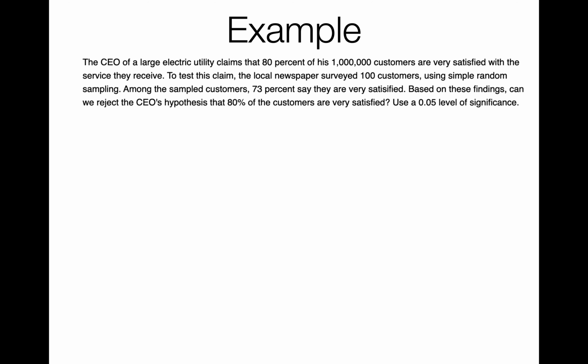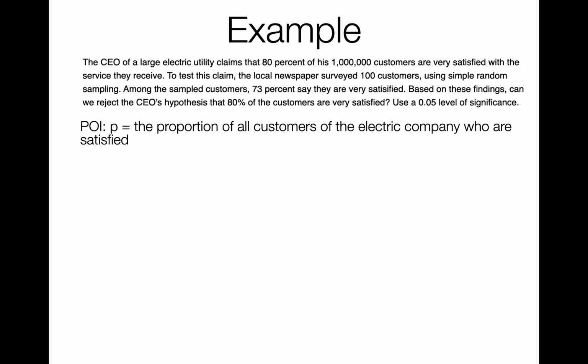Use a 0.05 level of significance. So, the first step is to identify what parameter we're talking about. We're talking about P, which in this case is the proportion of all customers of the electric company who are satisfied. Okay, that comes from the problem.